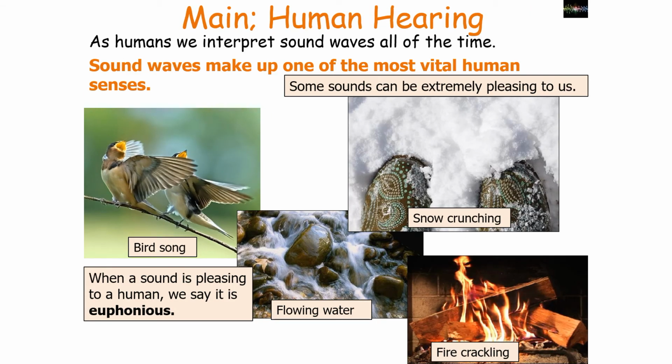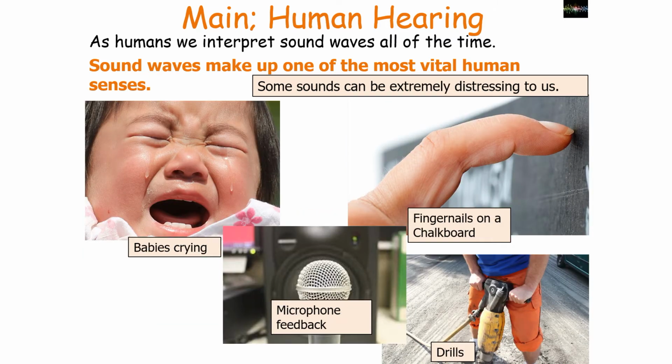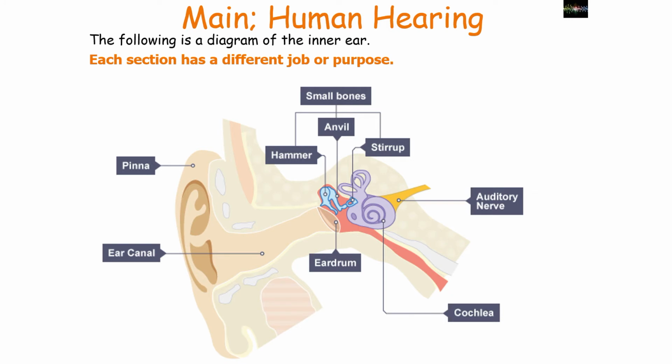As humans, we interpret sound waves all of the time. Sound waves make up one of the most vital human senses. Some sounds can be extremely pleasing to us, while some sounds can be extremely distressing to us. But how do we actually hear sound as human beings? Well, that process is carried out by the organ of the inner ear. This diagram shows us the inner ear. Each section of the inner ear has a different job or purpose.